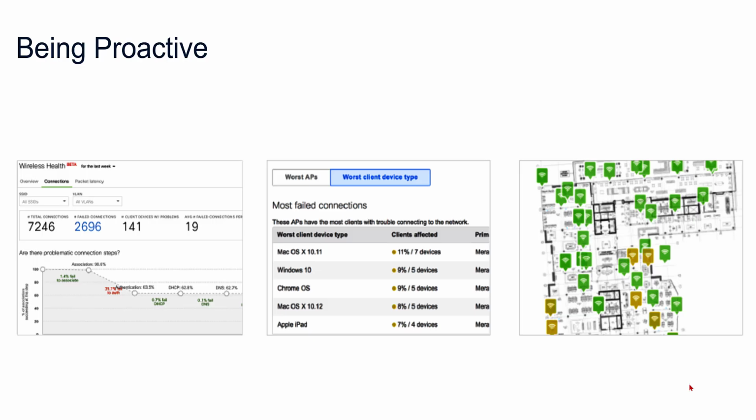It could be a specific operating system, or maybe a patch was applied that caused problems, or a specific driver, or maybe it's even a specific device type. So identifying the problem areas. Is it the AP? Is it location based? Notice we have a visual layout here with APs. We can map performance geographically across our entire deployment.